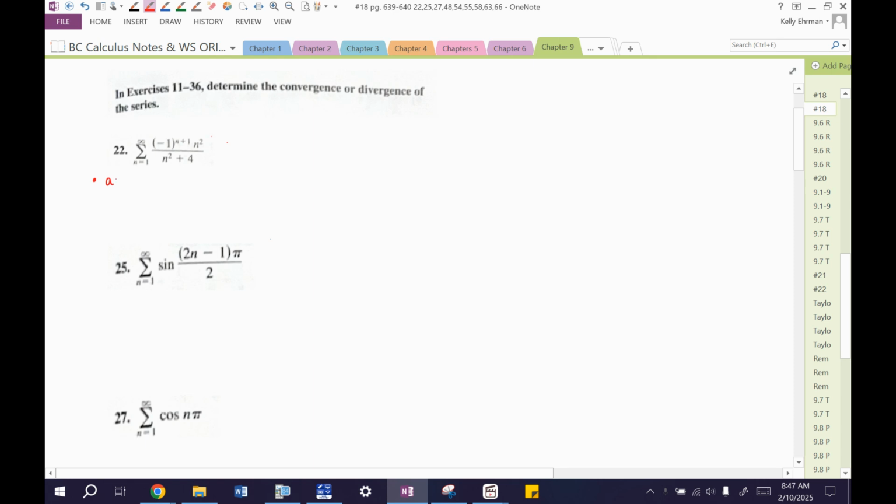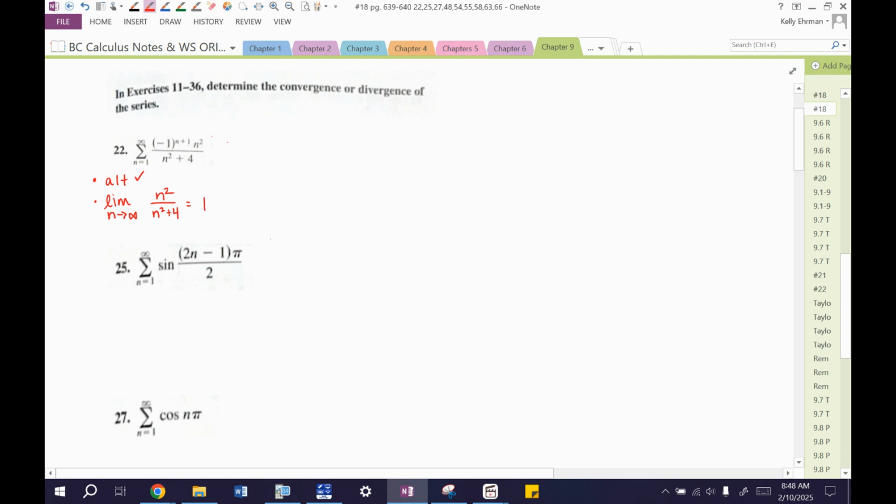So this series is alternating because it's got -1 to the n plus 1, which will go back and forth between even and odd powers of -1. And the next thing is to check that the terms are approaching 0. So the limit as n approaches infinity of n squared over n squared plus 4. We're looking at this in absolute value. This is not equal to 0. This is equal to 1.